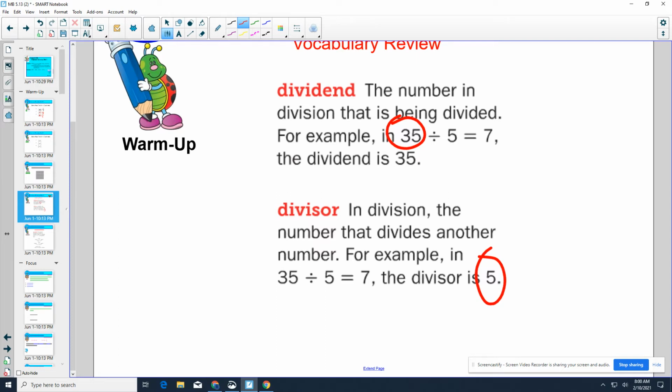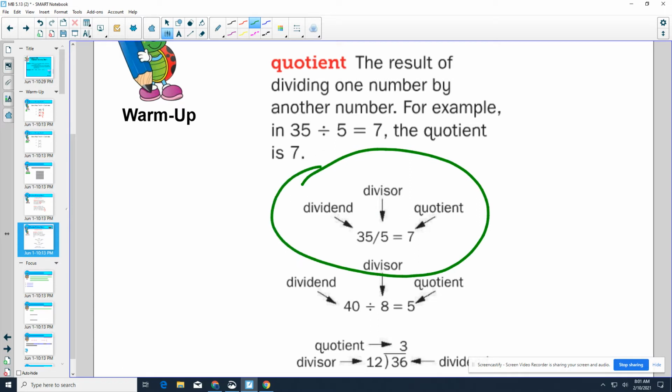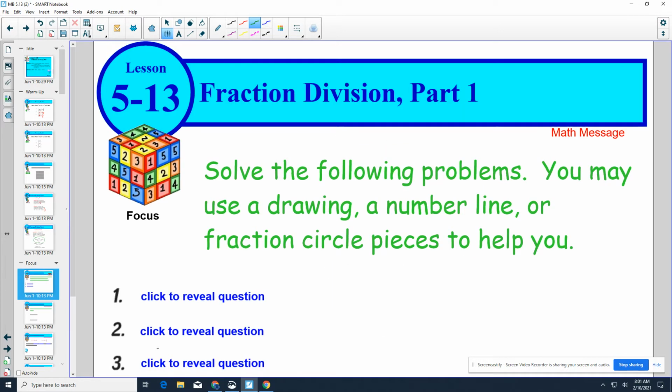So if I had 10 people, that would be my dividend, divided by 2 cookies. The cookies would be the divisor, the number of groups that I'm splitting things into. And then the quotient is the result of dividing one number by another number. For example, 35 divided by 5 equals 7. The quotient is 7. And so you have this diagram here. If you're still not comfortable with those words, make sure you are, because they'll show up on Evaluate or iLearn, in your book, and moving forward in your math career as well. So you might want to pause and study that. Make sure you have those down.